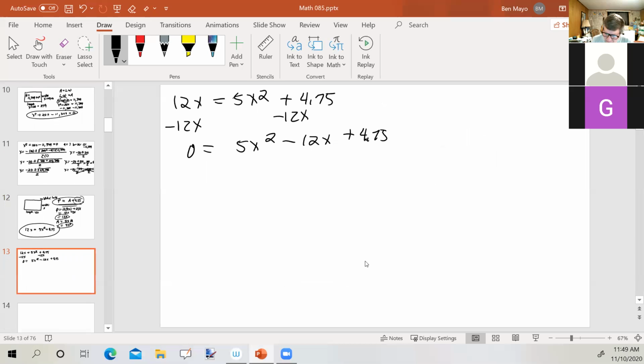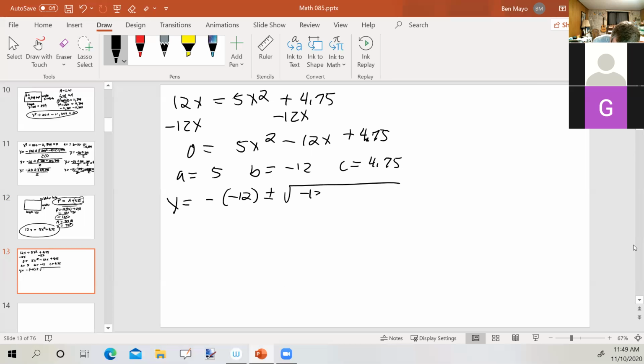And now I'm going to solve it using the quadratic formula, where A is 5, B is negative 12, and C is 4.75. X equals negative B plus or minus the square root of B squared minus 4AC all over 2A.